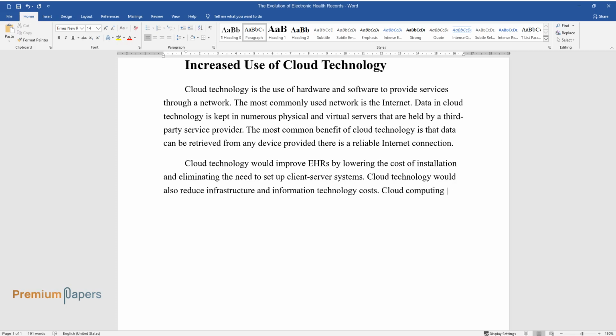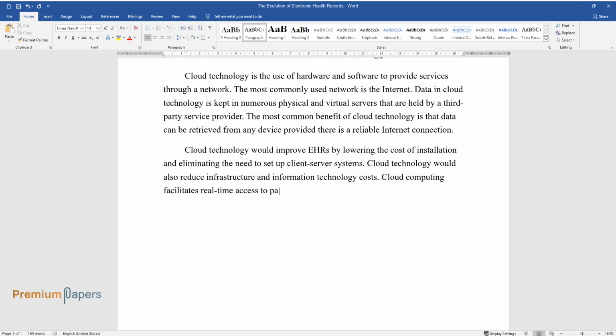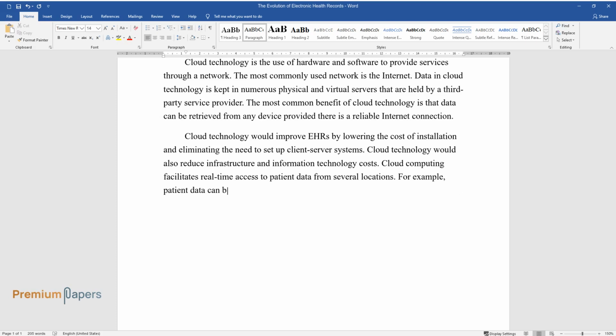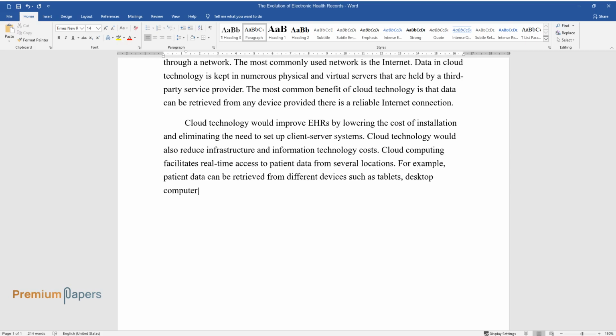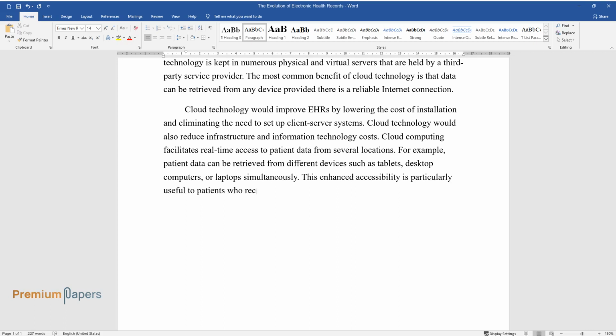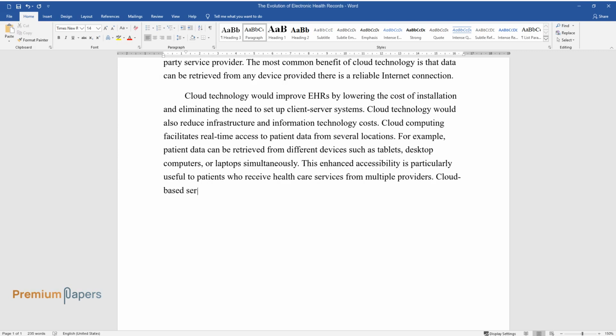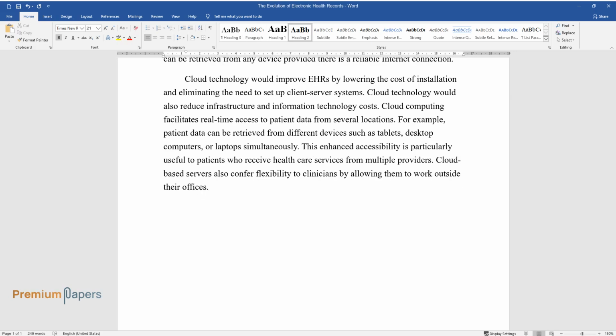Cloud computing facilitates real-time access to patient data from several locations. For example, patient data can be retrieved from different devices such as tablets, desktop computers, or laptops simultaneously. This enhanced accessibility is particularly useful to patients who receive healthcare services from multiple providers. Cloud-based servers also confer flexibility to clinicians by allowing them to work outside their offices.